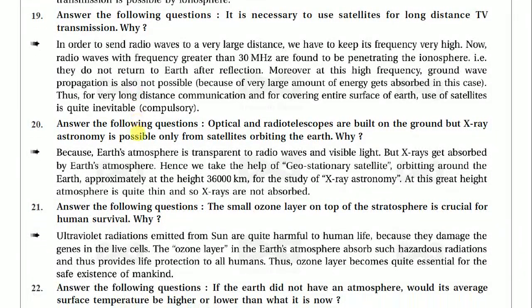Now answer the following question. Why are optical and radio telescopes built on the ground, but X-ray astronomy is possible only from satellites orbiting the Earth? It means we can use optical and radio telescopes on the ground, but X-ray telescopes must be in satellites.